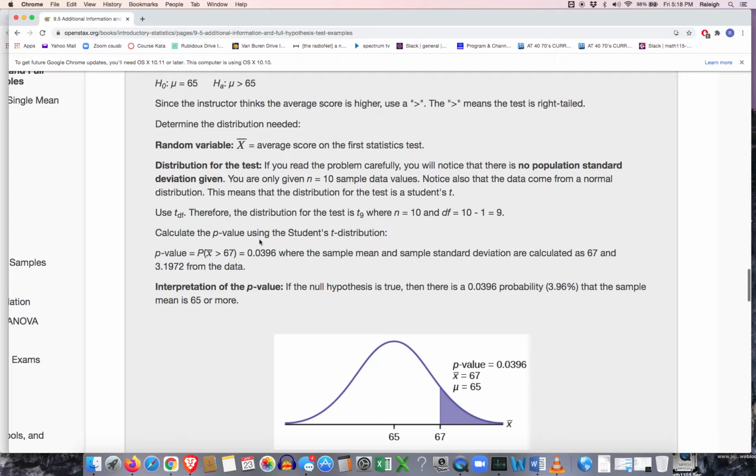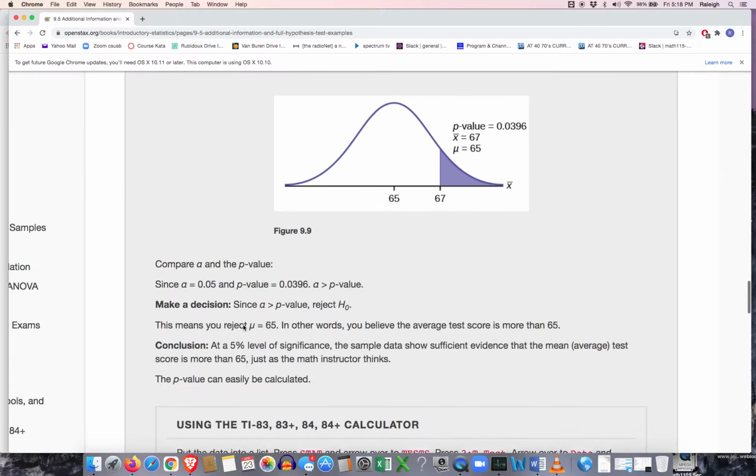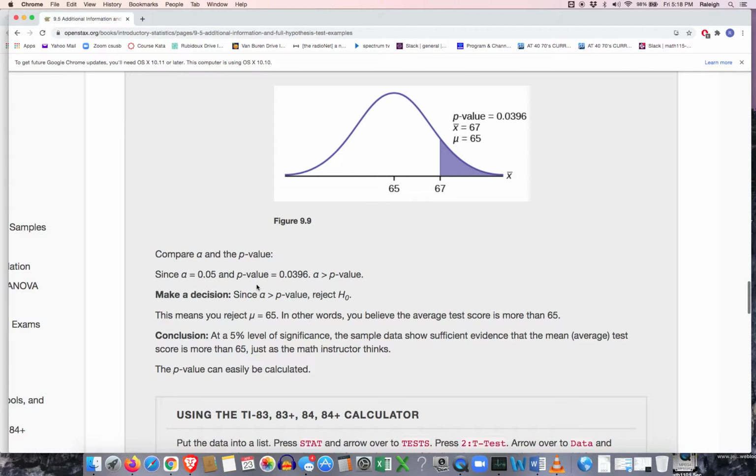According to the calculator, the p-value is down to about 0.04, about a 4% chance of a number happening like this just by random chance. It could happen on its own 4% of the time. Because that number is less than the 5% chance, we can now say, well, this is what they're saying: if H0 is true, there's roughly a 4% chance that the sample mean is 65 or more. But that was less than alpha.